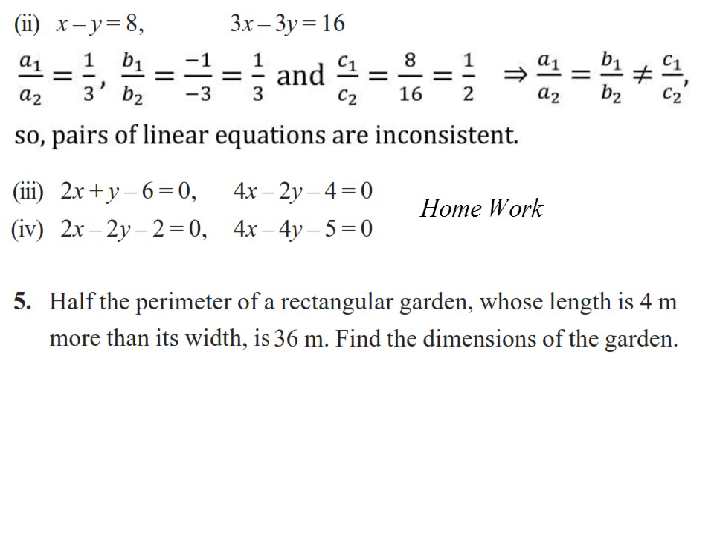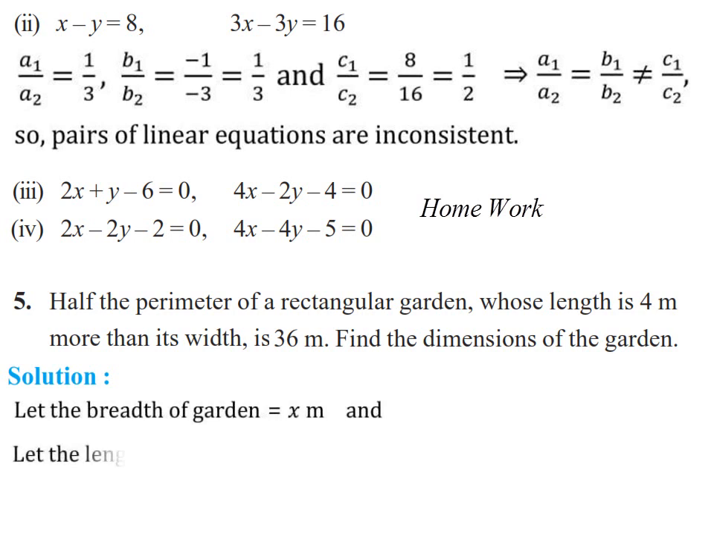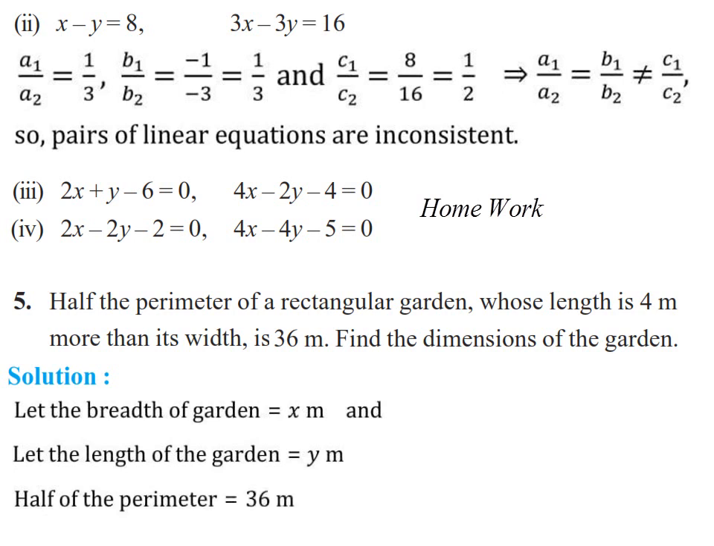There are two values given here. So first, for the solution, let us assume that the breadth of the garden is x meters and the length of the garden is y meters. The half of the perimeter is 36 meters. The perimeter of a rectangle is 2 times (x plus y), and 36 is half of that value. So my equation will be half of 2 times (x plus y) equals 36. Now 2 will be cancelled out. So x plus y equals 36.